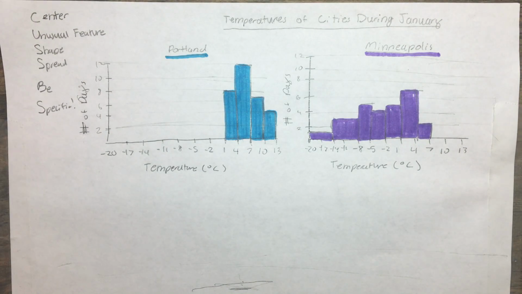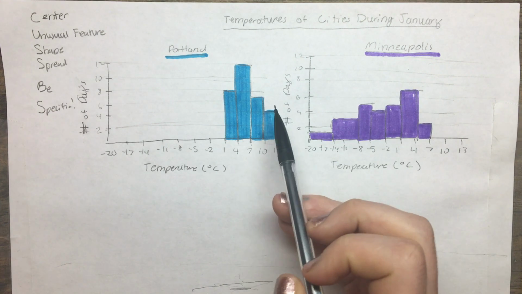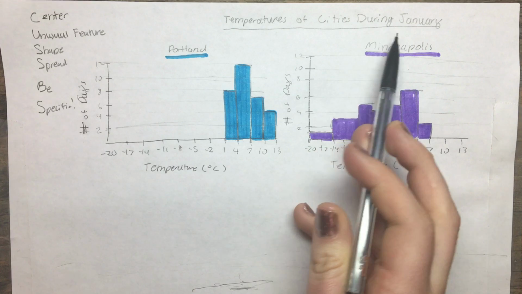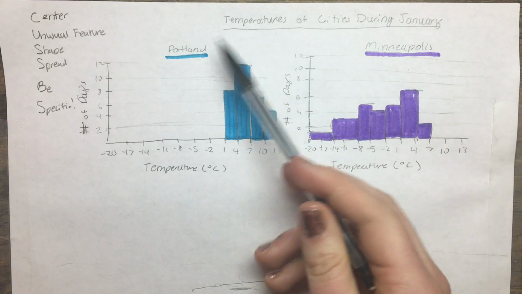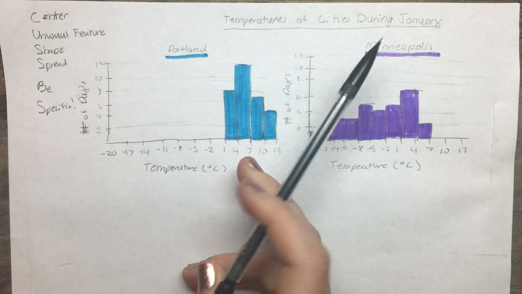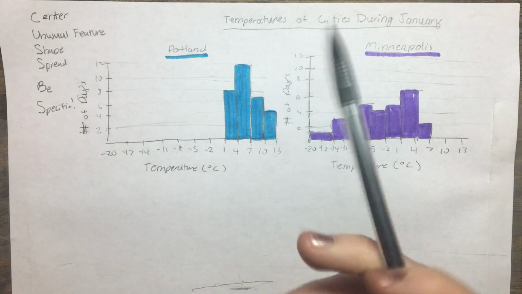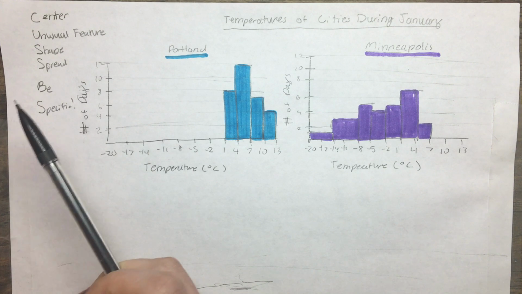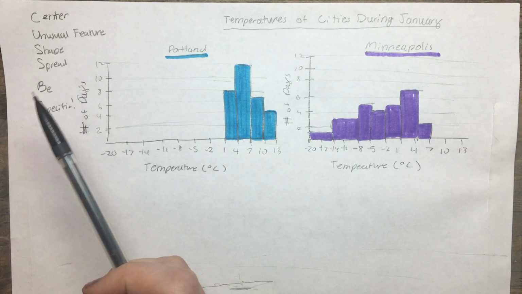Okay, let's get started. First, we have these two bar graphs that show the temperatures of cities during January. This one's for Portland, and this one's for Minneapolis. So what we're going to do is we're going to CUSS and BS. What? Yes, you heard me correctly.